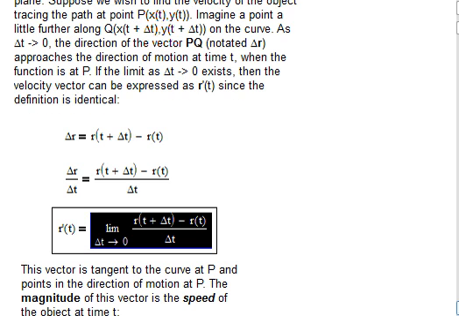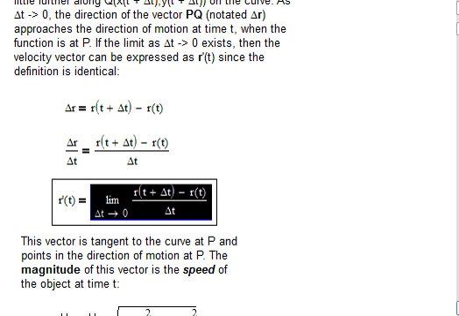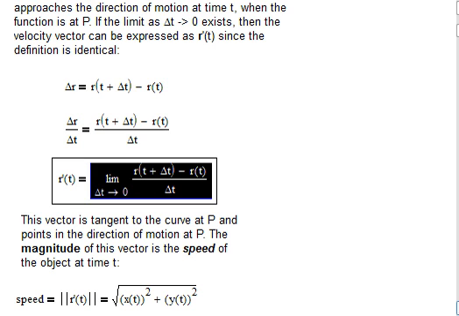and r prime of t is in fact that limit as delta t approaches 0. So that vector, the velocity vector, is tangent to the curve at P and points in the direction of motion at P. So it's not just the instantaneous rate of change, it's the instantaneous direction. And the magnitude of this vector is the speed of the object at time t. Magnitude meaning, suppose we get a vector that's pointed in a negative direction, then its magnitude would be its length.